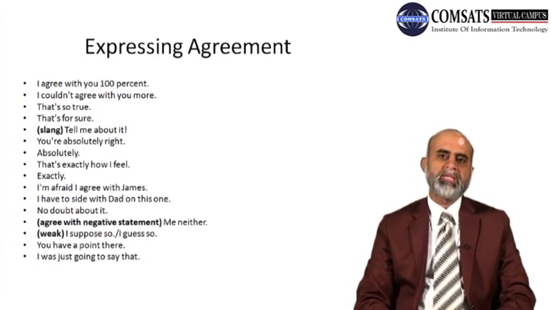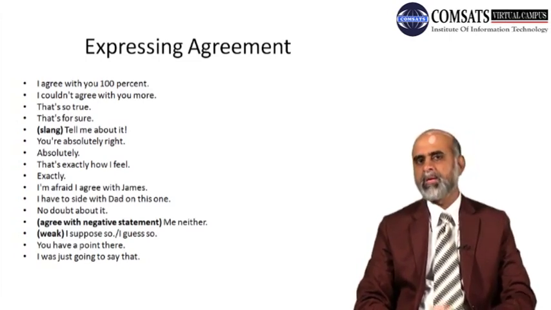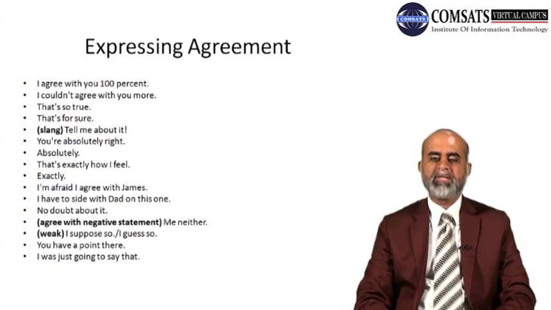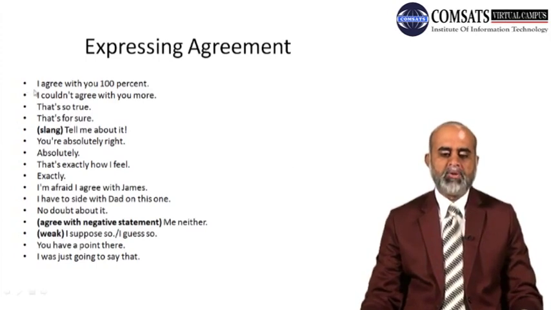And you can use various expressions depending on the degree of your agreement or disagreement. Sometimes you don't agree with someone 100%, you only agree partially. Okay? Let's first look at these expressions, and then we'll look at some other ways to partially agree with someone. Okay, so one way to express your agreement is to say, I agree with you 100%. So if you fully agree with someone, you can say, I agree with you 100%.